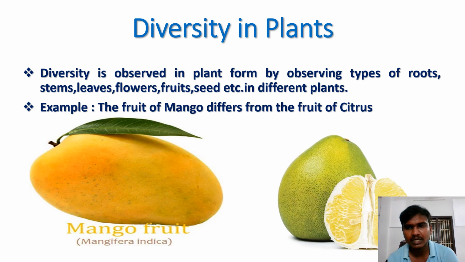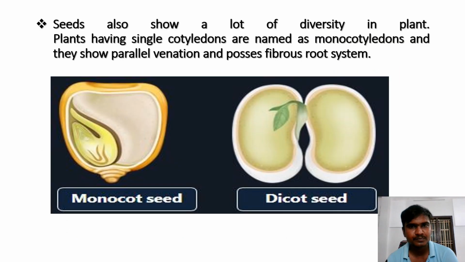So, diversity in plants. First we discuss the diversity in plants. Diversity is observed in plant forms by observing types of roots, stem, leaves, flowers, fruits, seeds, etc. in different plants. For example, the fruit of mango differs from the fruit of citrus. We can observe this mango fruit and also citrus fruits. These two are different in shape, color, and taste. And seeds also show a lot of diversity in plants.